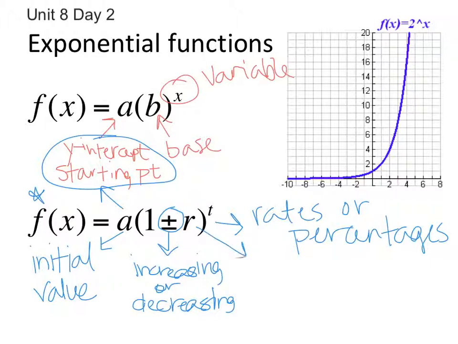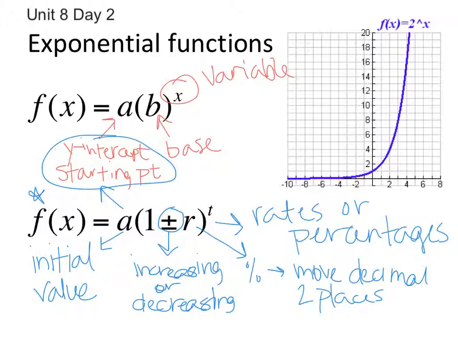R is our rate, and that's usually presented to us as a percentage. Remember, if I'm going to use a percentage, you just take whatever the percentage is, and you're going to move the decimal 2 places. And that's how you're going to plug it into the equation. And then lastly, my variable is this t up here. And they use t because more times than not, it's always going to represent time. So there's your 2 equations we're going to be using today. Hopefully you can read that and mark all that down.